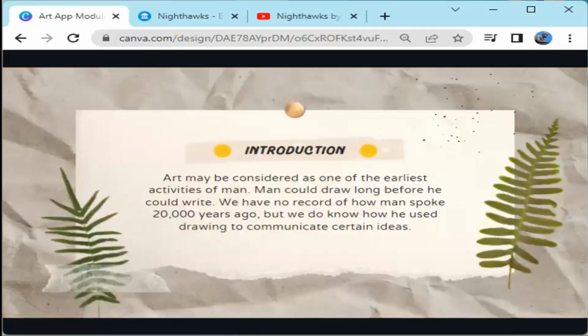Art may be considered as one of the earliest activities of man, and man could draw long before he could write. We have no record of how man spoke 20,000 years ago, but what we do know is that he used drawing to communicate certain ideas.